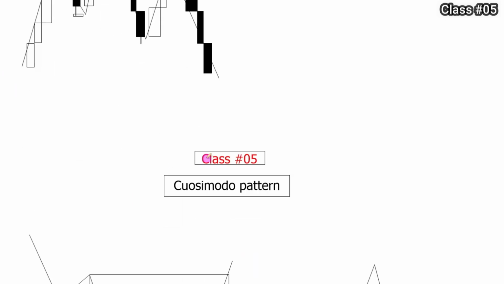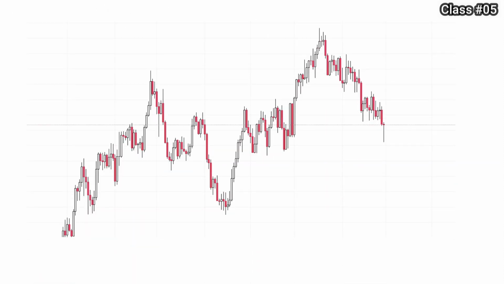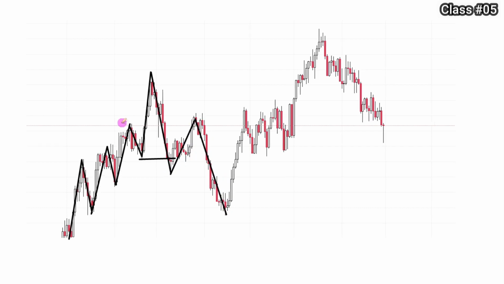So let's see an example of the cuosimodo pattern. Here you can see that this is a higher high point, higher low point, higher high point, higher low, higher high, higher low, higher high. So this is the last support in structure. So at this point the market is breaking and closing below this last support, okay, and reversing from this head and shoulder zone. So this is a cuosimodo pattern.